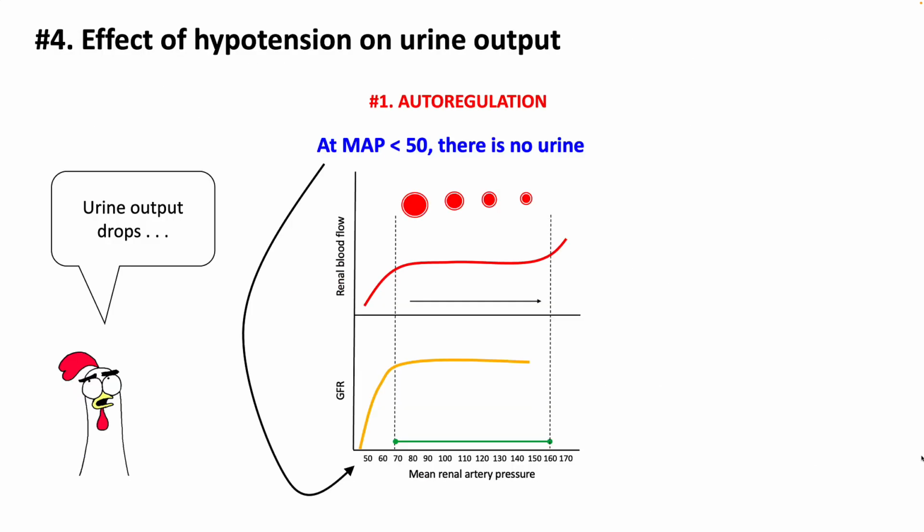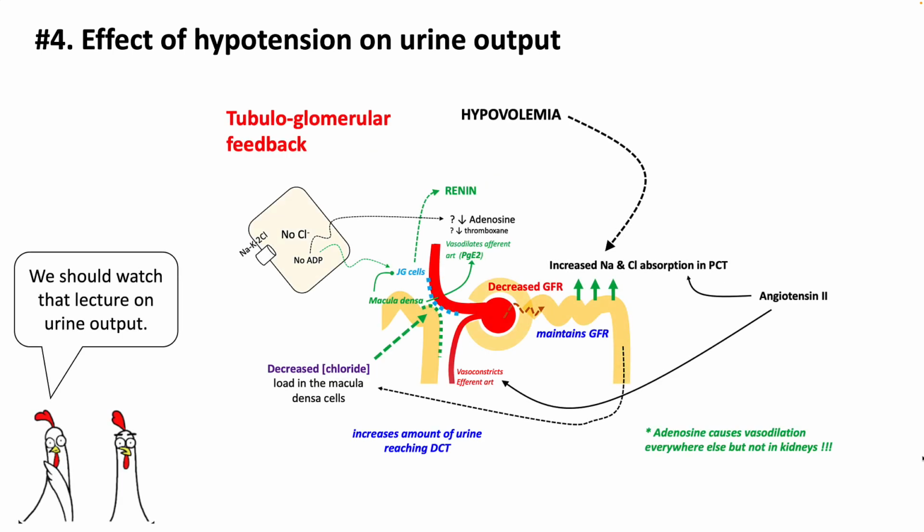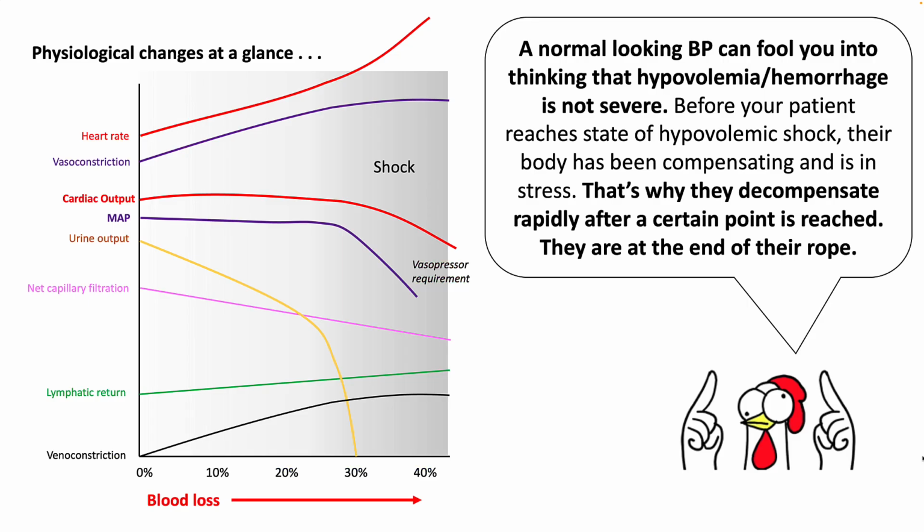We have discussed the effect of hypotension on urine output. In short, urine output drops because of autoregulation, angiotensin II activity, and your tubuloglomerular feedback. Please review my earlier lectures on all these three to understand more. These are all the physiological changes that happen when you lose blood. So understand that a normal looking blood pressure can fool you into thinking hypovolemia or hemorrhage is not severe.